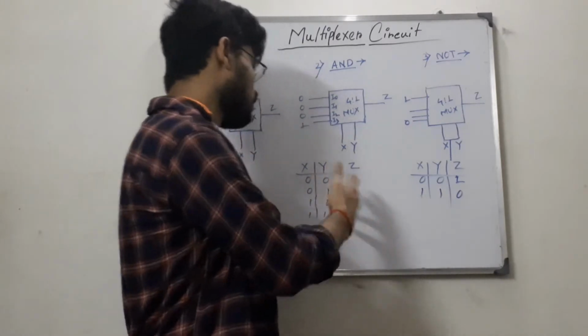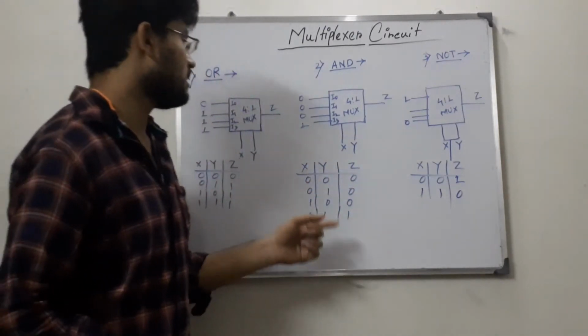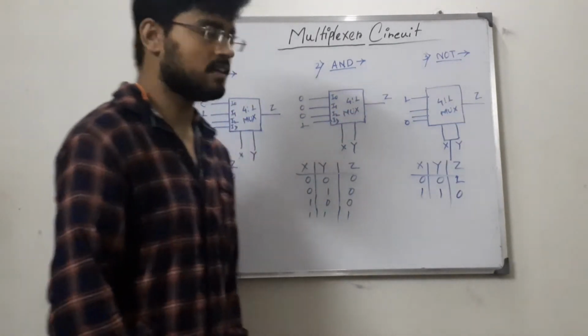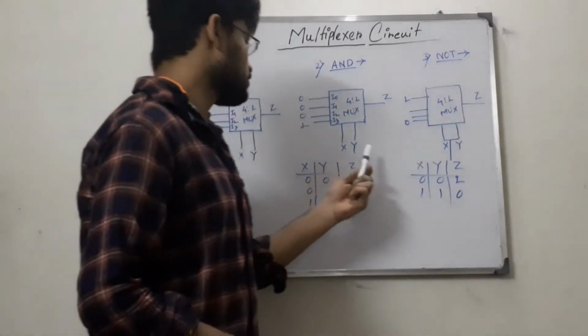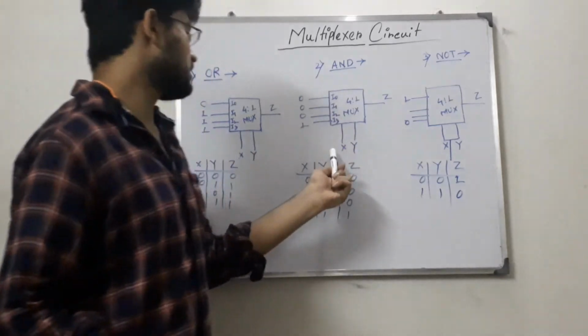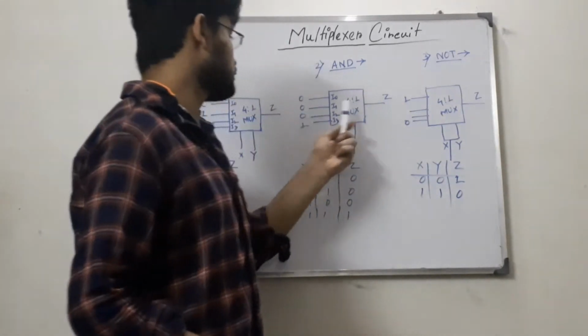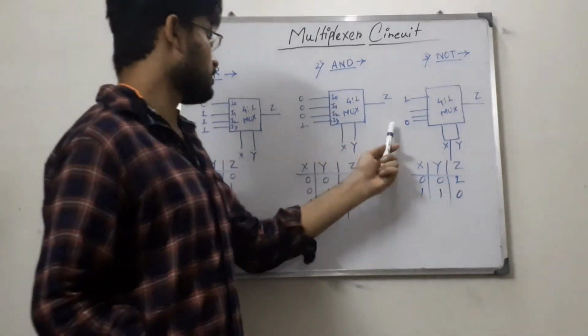0 0 is 0, 0 1 is 0, 1 0 is 0, 1 1 is 1. We put the 0 0 and 1 as input lines in this 4 cross 1 box. So if we give 0 0, we get output as 0. If we give 0 1, we get output as 1. If we give 1 0, we get output as 0. And if we give 1 1, we get output as 1.